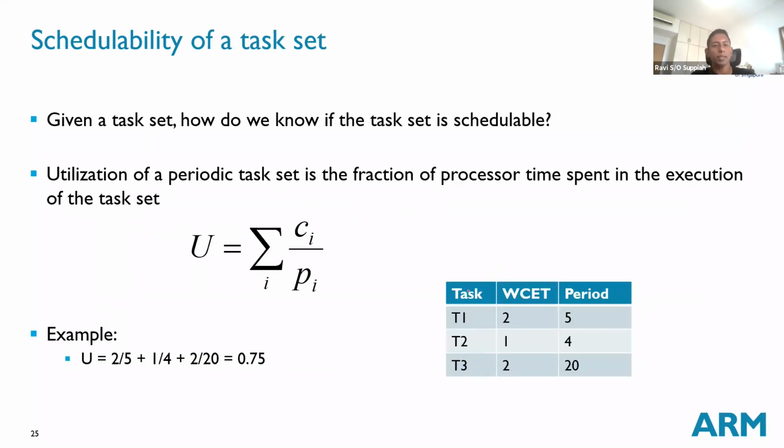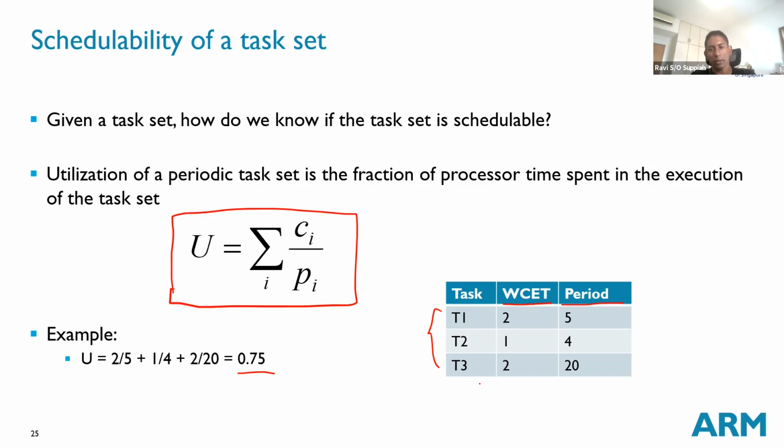The first thing that we look at is the schedulability. What we need to do is just look at the worst case execution time and the period. This gives me what we call the utilization, which is the summation of the computation time over the period. This gives me a number that tells me the fraction of the processor time that is actually utilized by my code. So if I compute the utilization for this task set, I get 0.75. That means I'm using 75% of my processor time to run these 3 tasks.